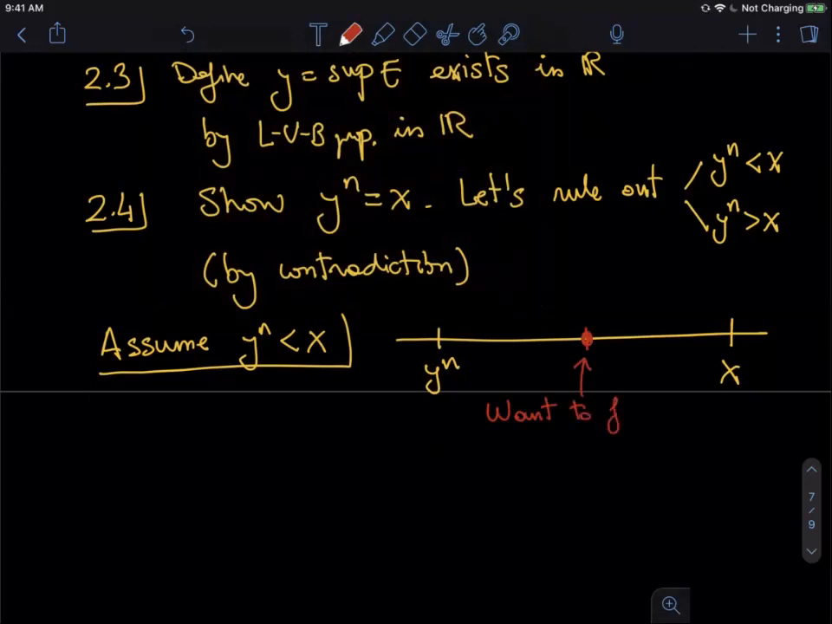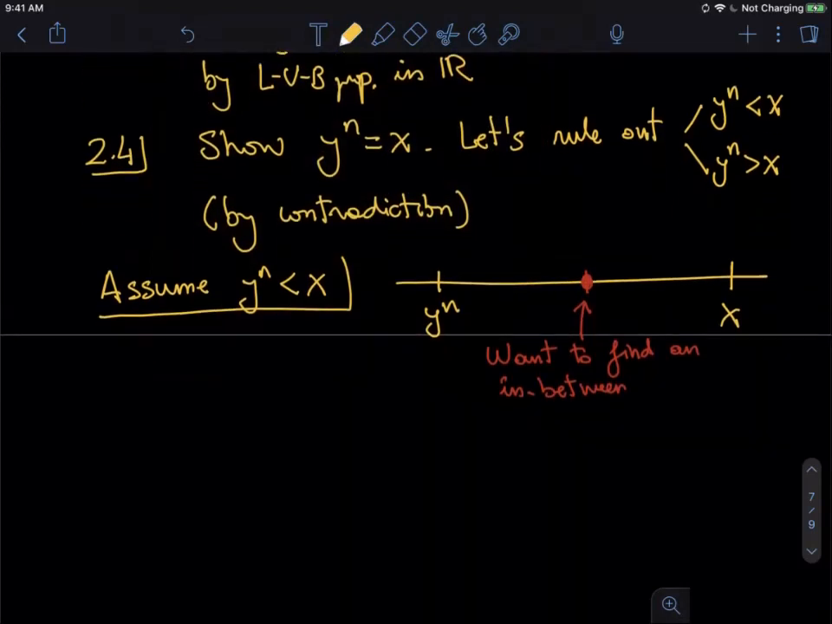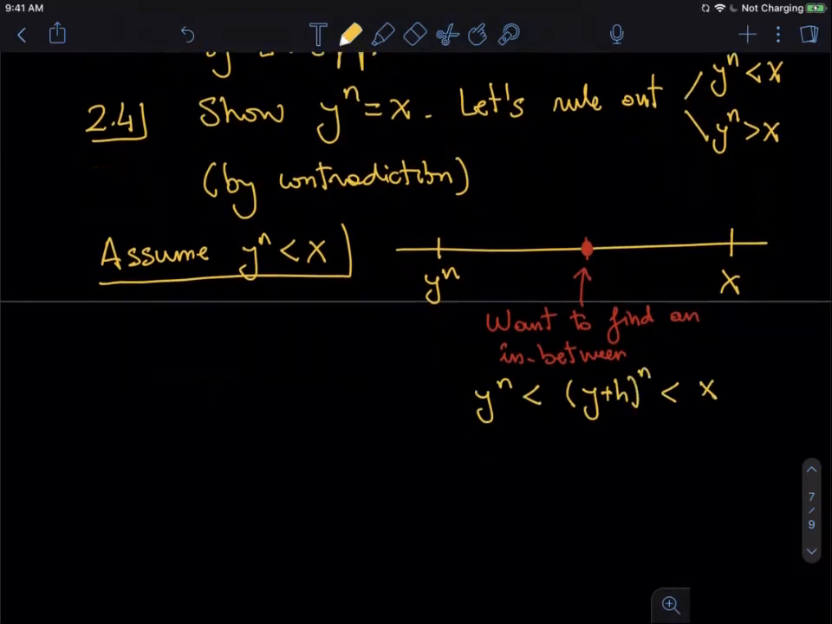We want to find an in-between here between y to the n and x, okay? So let's write it in a simple way. I want something that is between y to the n and x, and I want it, for simplicity, of the form y plus h to the power n. Okay, just to keep things simple.